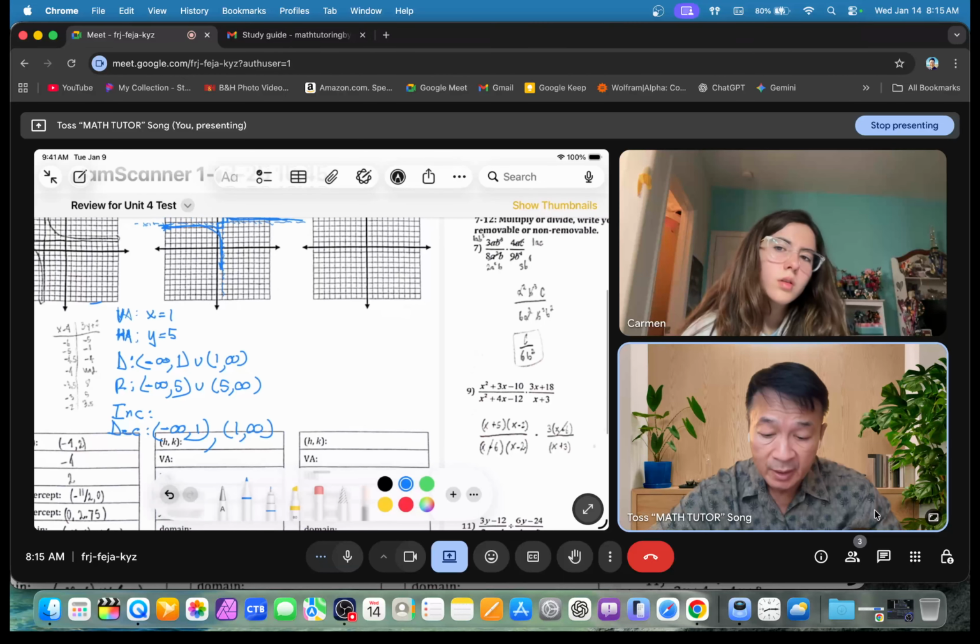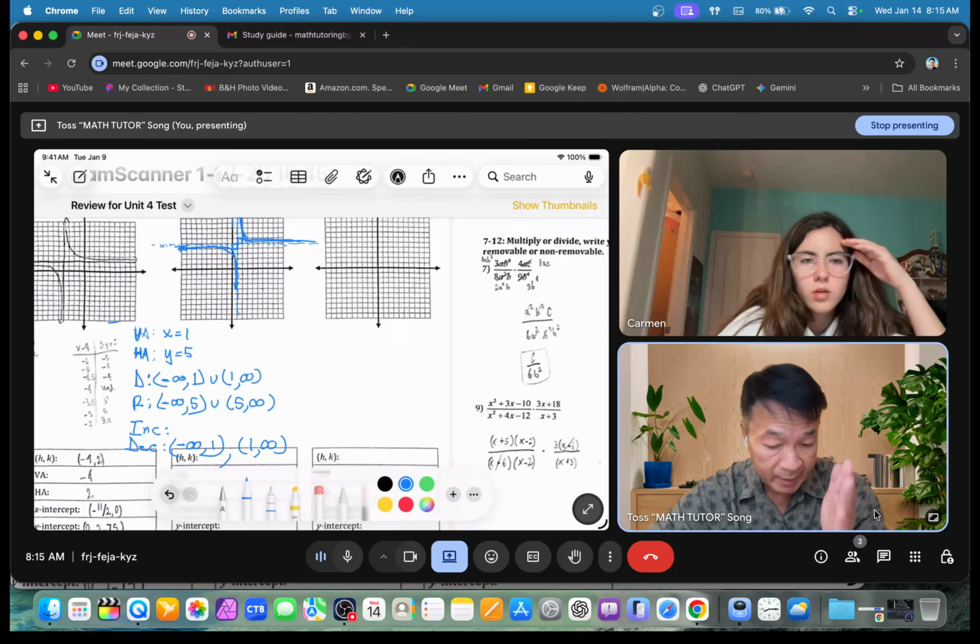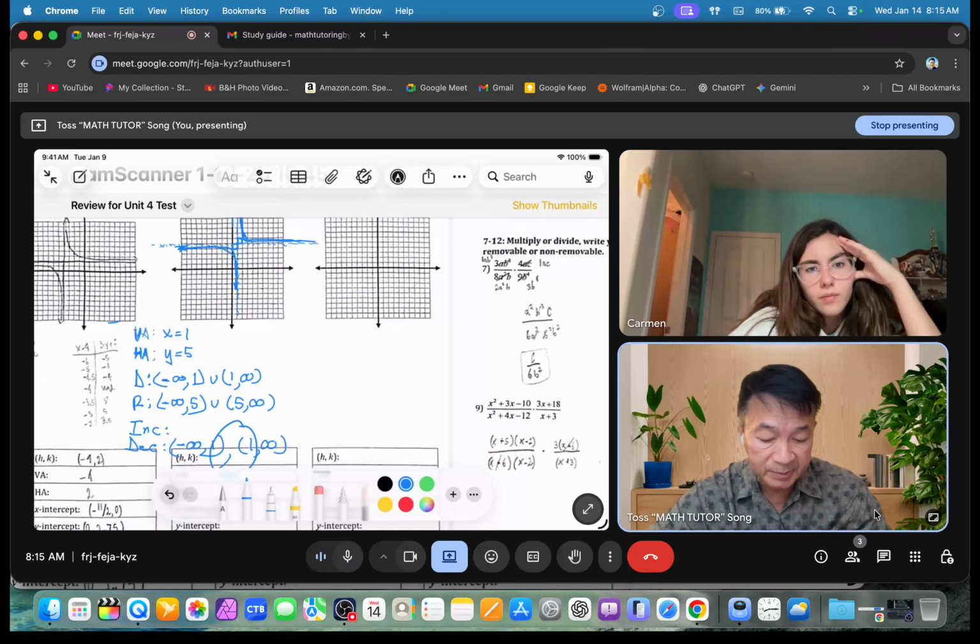Basically, they're decreasing, but not everywhere. There's a cut at 1. That's why you have to split them like that. There you go. So technically, it's decreasing.